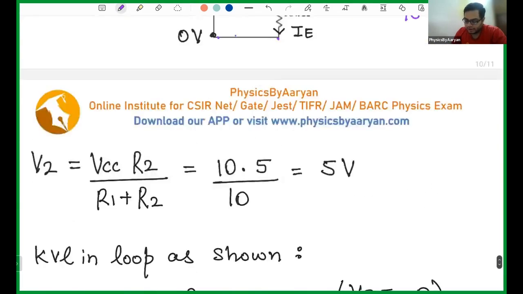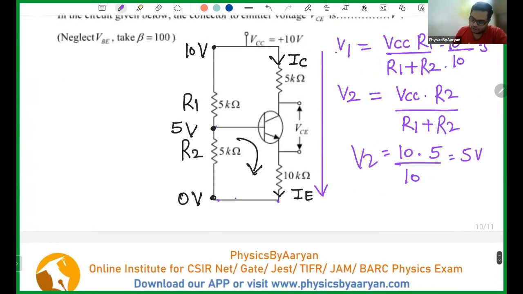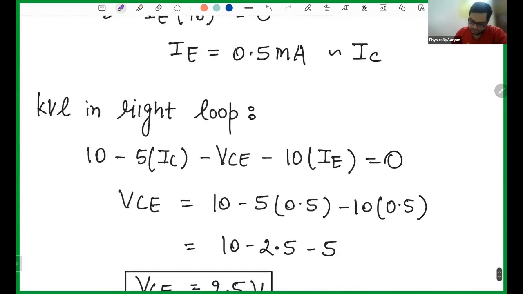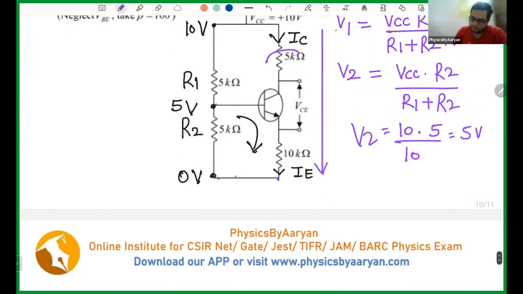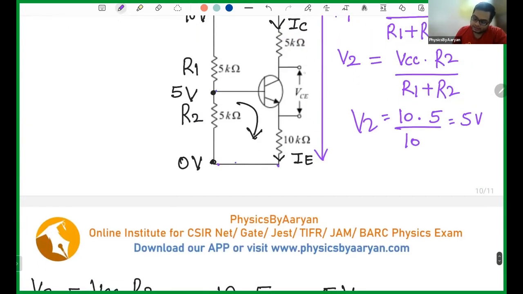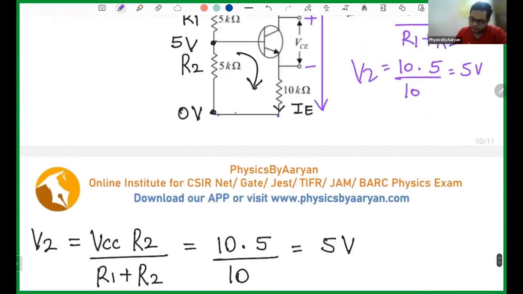Now I can use the Kirchhoff voltage law in this loop. If I do that, I will start from 10, and then minus IC into RC. RC is 5 kilo ohm, you can clearly see here. And then I see plus and minus, so VCE, so minus VCE. And then I come down and I come here.